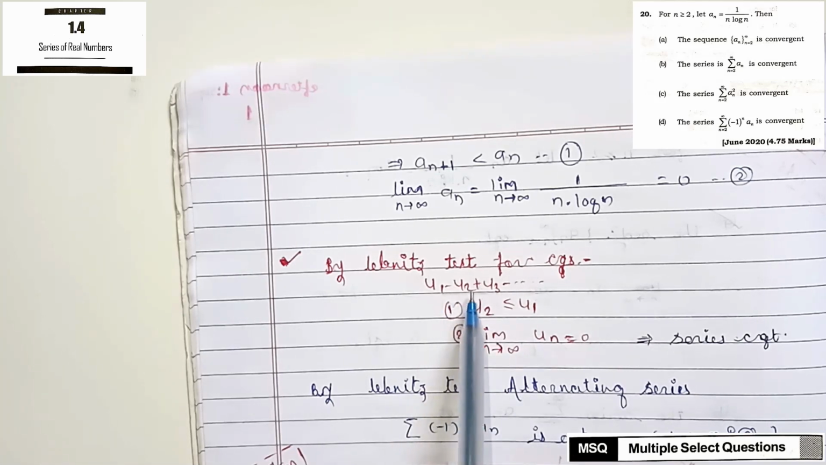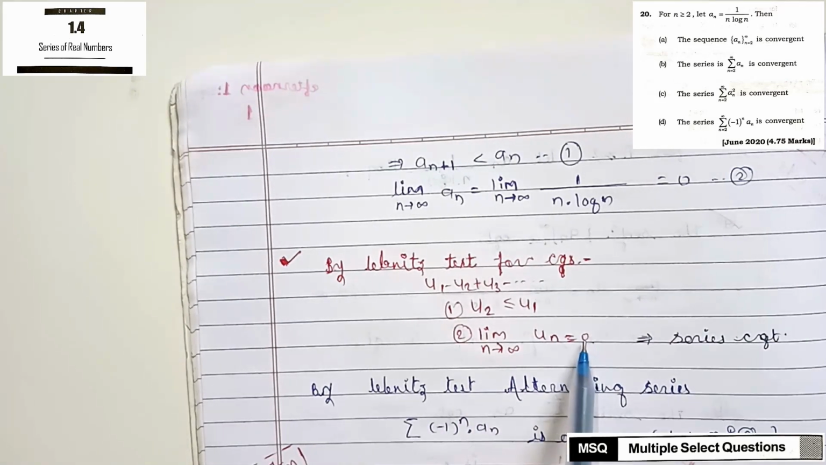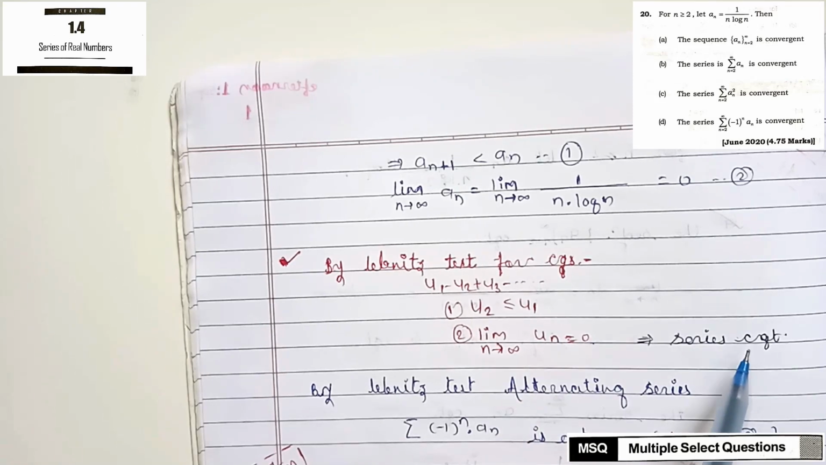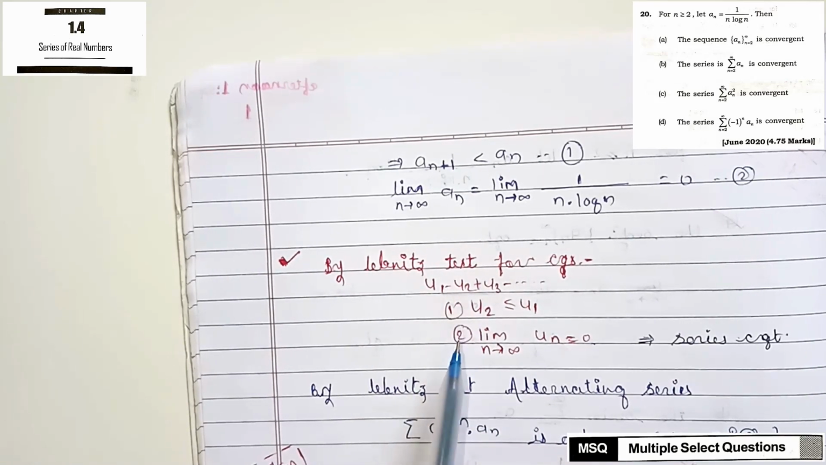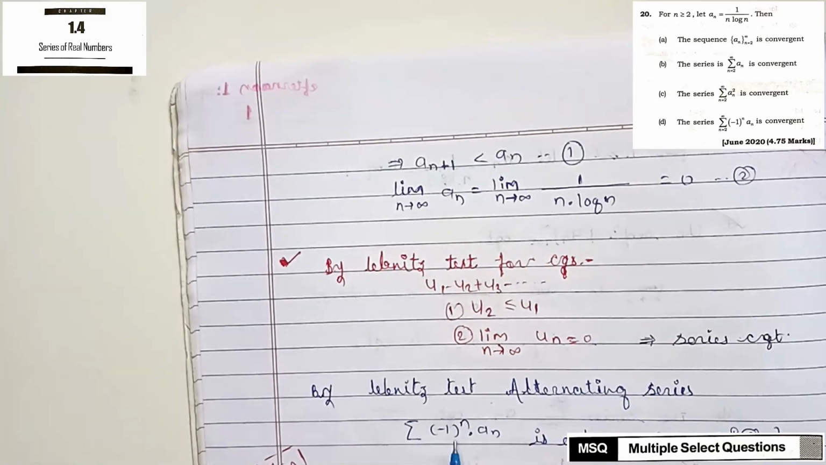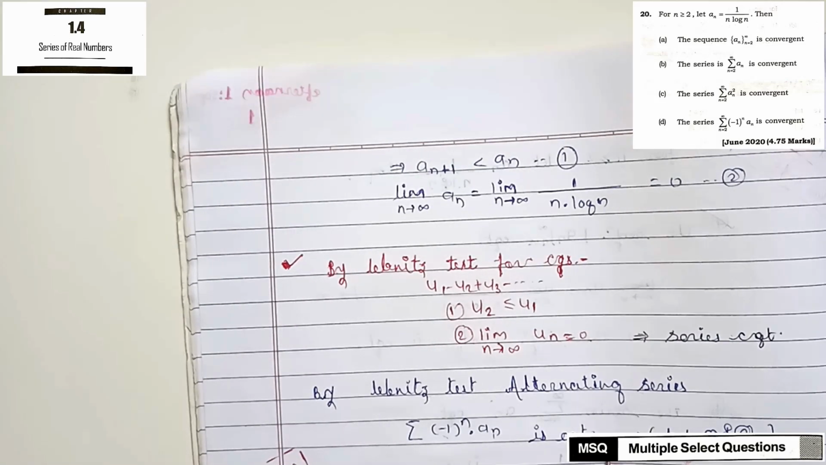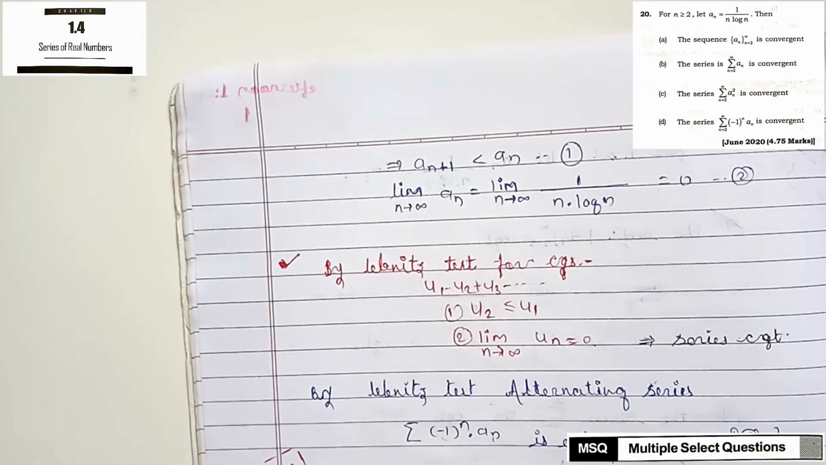So u1 minus u2 plus u3 minus, and so on. Each term is smaller than the previous one, and the limit n tends to infinity of un is 0. If it is 0, then we say the series is convergent by using the Leibniz test. By applying the Leibniz test for alternating series, we say that minus 1 raised to n times an is convergent. I hope you all have understood today's example. It is completely based on the convergence test for alternating series.